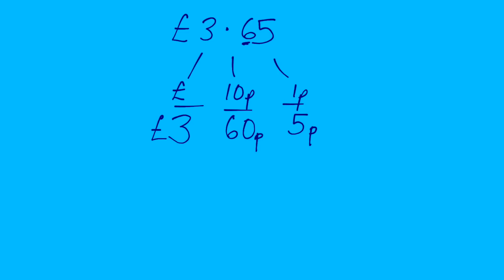So we're going to double each part. So double £3 is £6. Double 60 pence is 120 pence. Now, another way of saying 120 pence is £1.20. And then I've got double 5 pence, which is 10 pence. And now I need to put it back together again. So I've got £6, £1.20, and 10 pence. So altogether, I've got £7.30. So £3.65 doubled is £7.30.